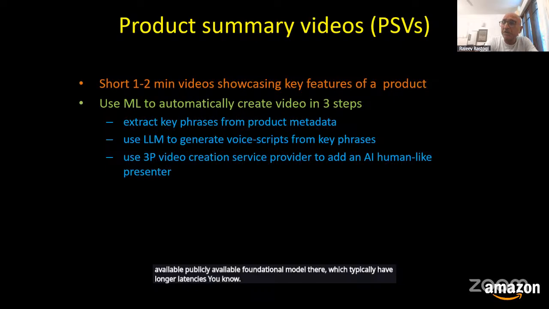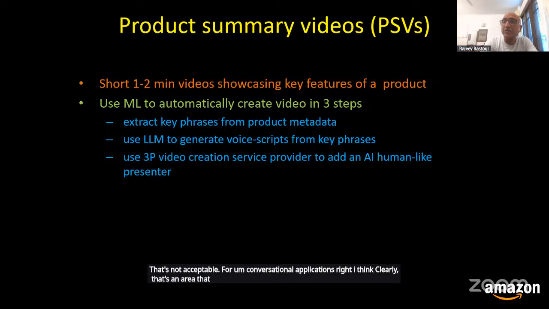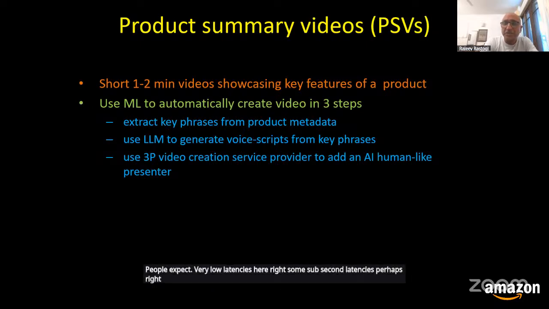Many of the larger foundational models out there have latencies anywhere from 5 to 10 seconds, and that's not acceptable for conversational applications, right? I think clearly that's an area that others need to work on. People expect very low latencies here, right? Sub-second latencies, perhaps, would be ideal. So I would say just try Rufus on the Amazon app.